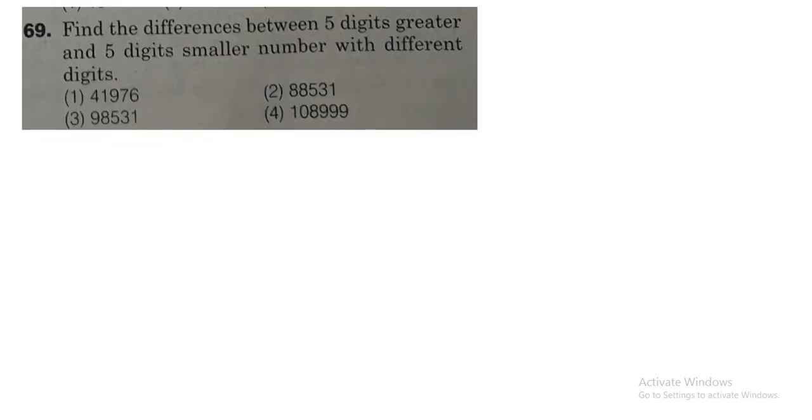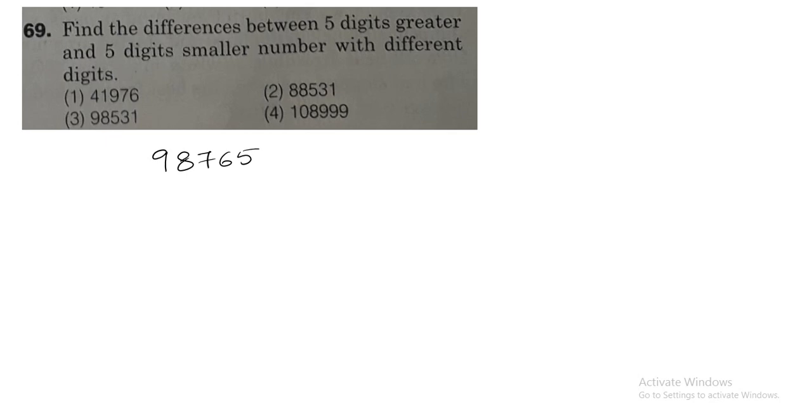Find the difference between the 5-digit greater and 5-digit smaller number with different digits. So for the 5-digit greater number, what can I consider? 9, 8, 7, 6, 5. This is nothing but the greatest 5-digit number with different digits.